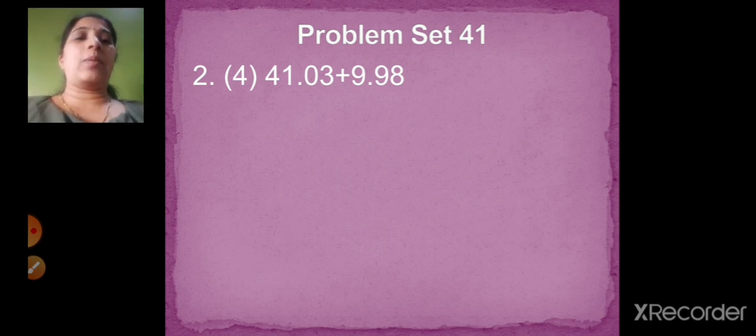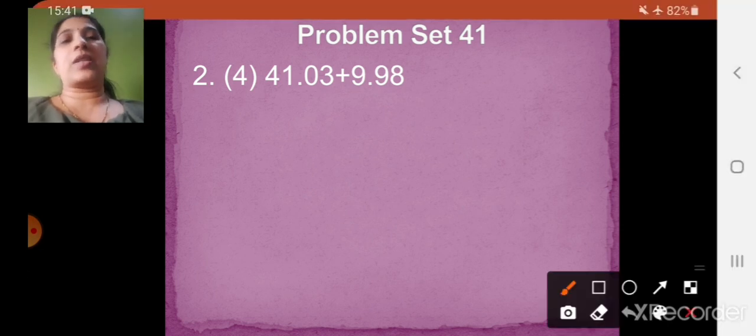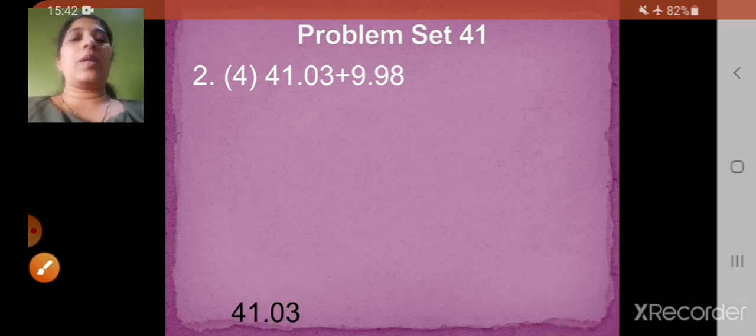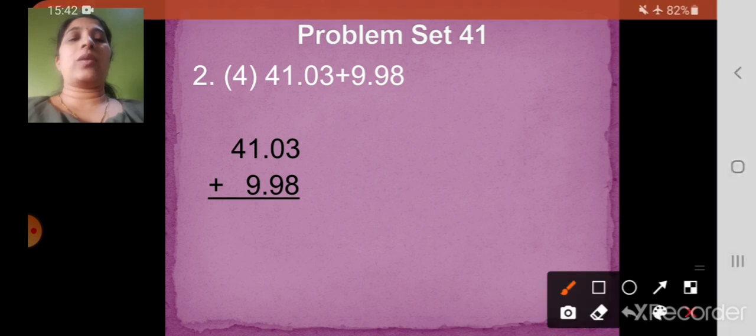41.03 plus 9.98. Now you can see children, here the first number is a 2 digit number before the decimal point and the second number is 1 digit before the decimal point. So we will directly arrange it vertically. 41.03 plus 9.98. Now let's carry out the addition.